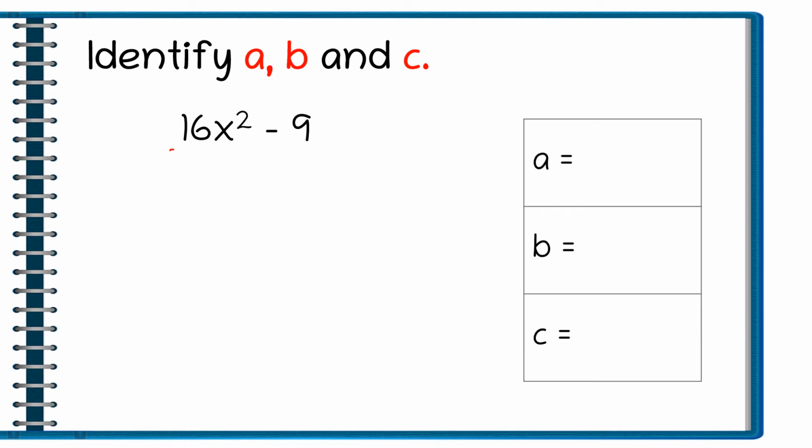Our a this time is 16. That's in front of the x squared. Oh, there is no x term, so that means since there's none, our b is 0, and our c value is -9. We want to make sure we keep the sign in the front.